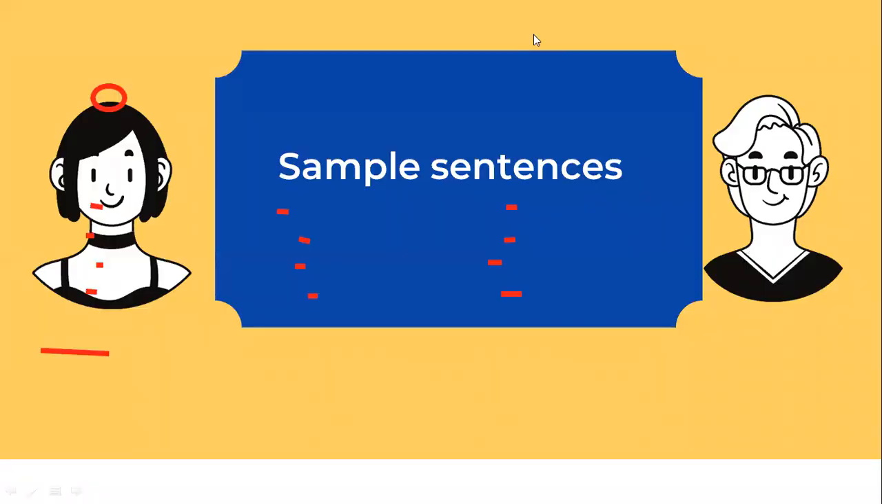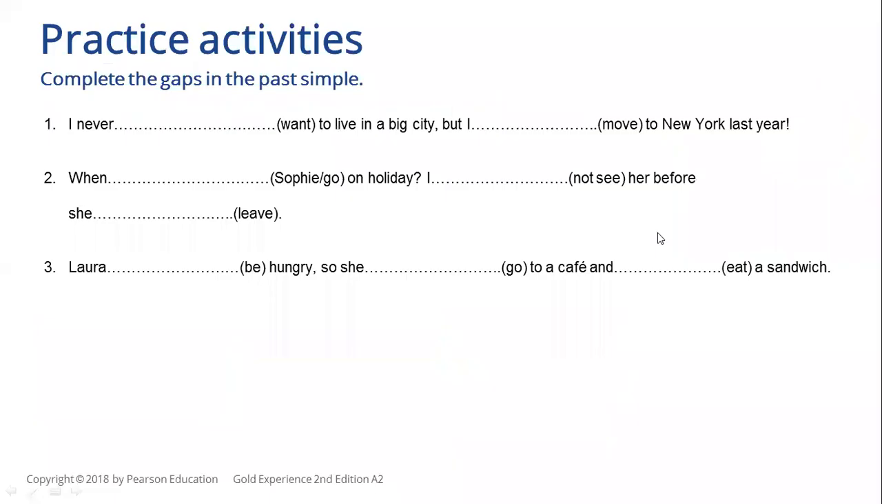Now, some sample sentences before you go. Three sample sentences. I never wanted to live in a big city, but I moved to New York last year. Okay? So, take a look at this. Last year is here, so it means it's going to be in past. So, how is the sentence?